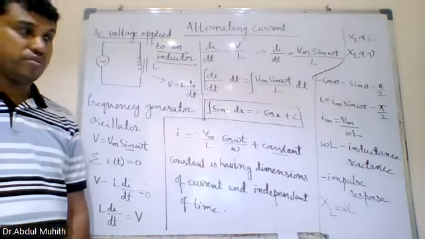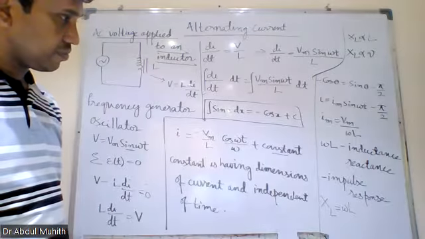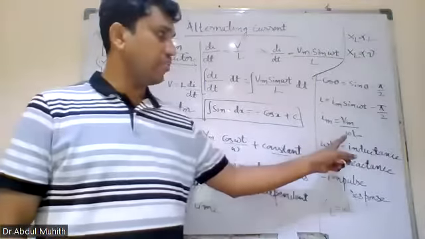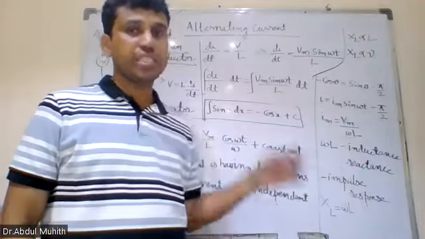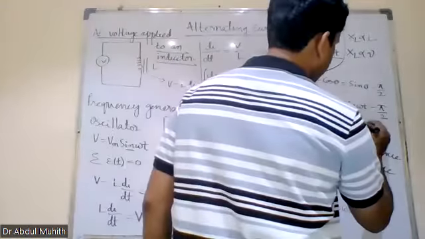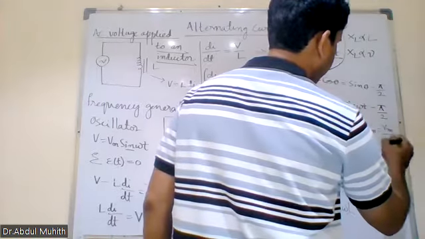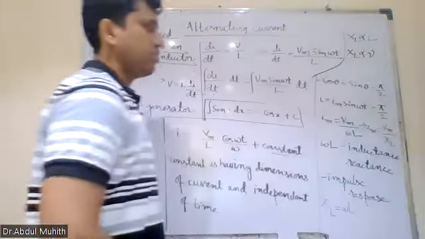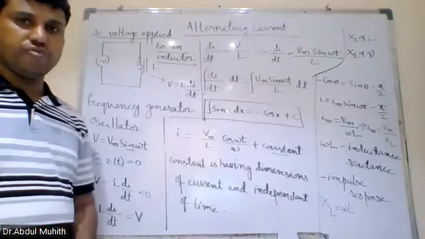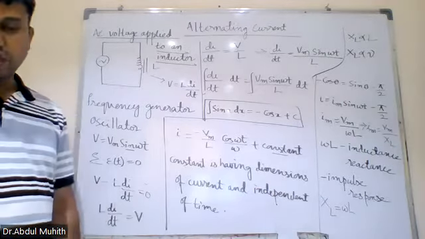Sir, I have a doubt. Yeah, tell me. Inductive reactance is XL or omega L? Both are same. In place of omega L, we are writing XL. It's just a representation. We are writing Im is equal to Vm by XL now. Is that clear now? Yes, sir. Okay, right. Note down this value.